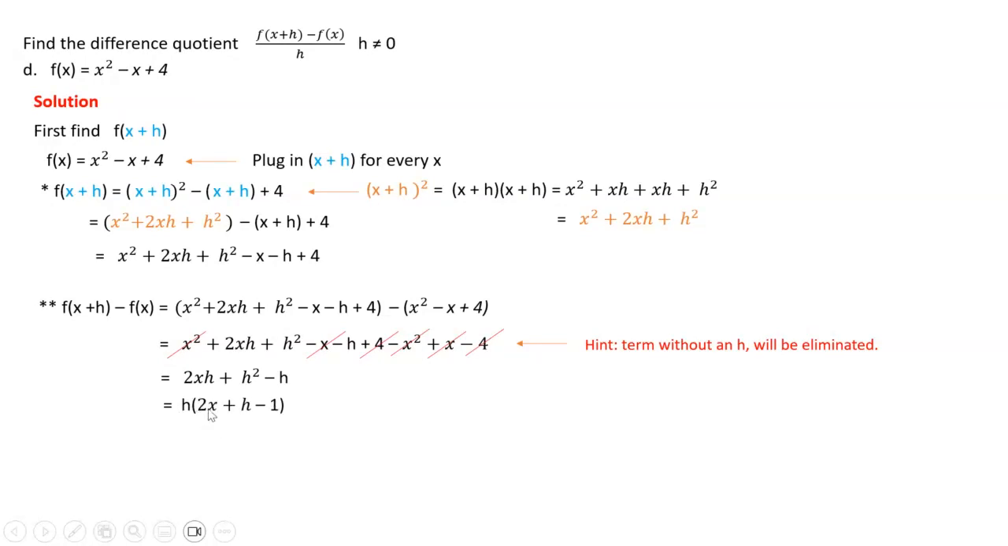Now we're going to factor out an h. What's the purpose of this step here? Because now when we do step 3, which is the whole problem that we're looking for, the difference quotient, the numerator, f of x plus h minus f of x, is equal to what we just got in the previous step. We just bring it down, and this way the h's will cancel. So here's my result. It will be 2x plus h minus 1.